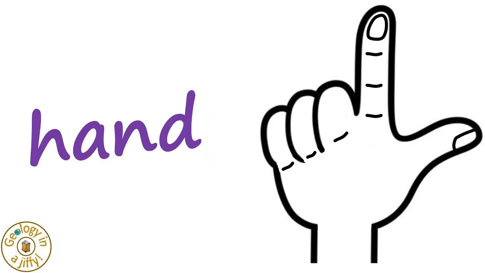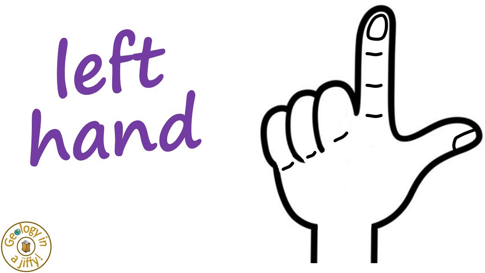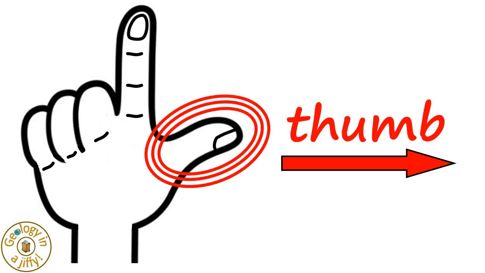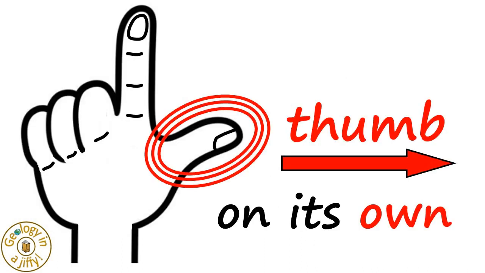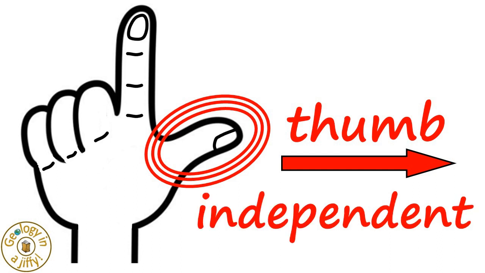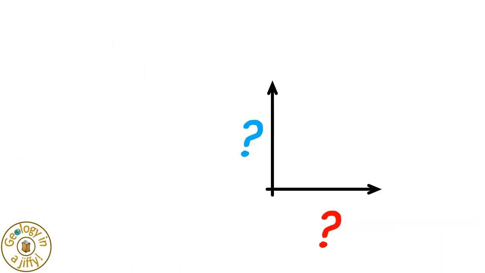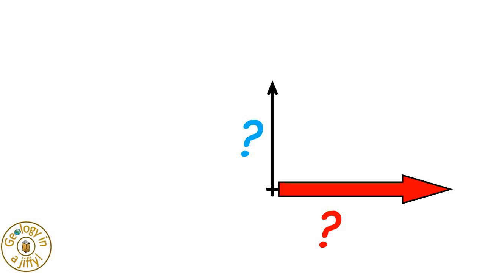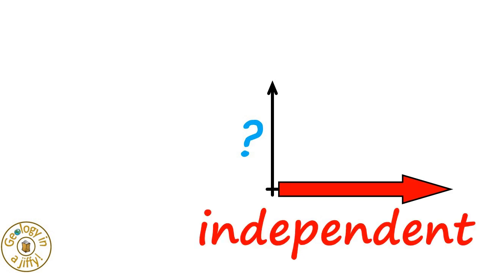Take your hand, your left hand. Look at it. The thumb, sticking out on its own, independently, represents the independent variable. So on our graph, the horizontal axis, pointing to the right, is the independent variable.